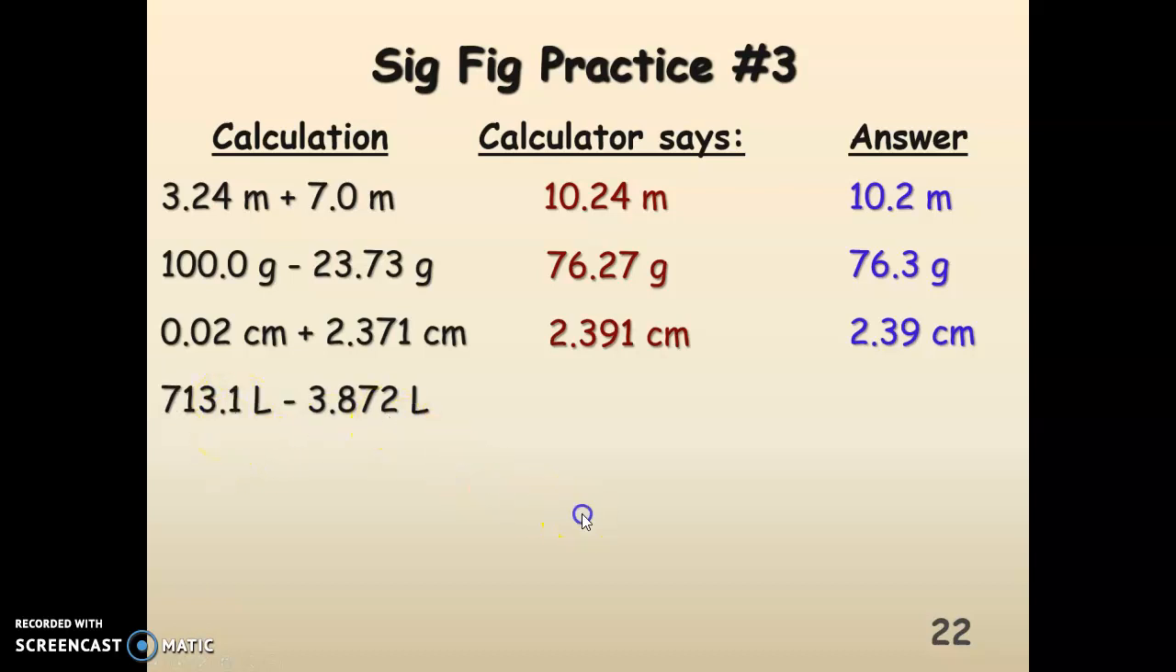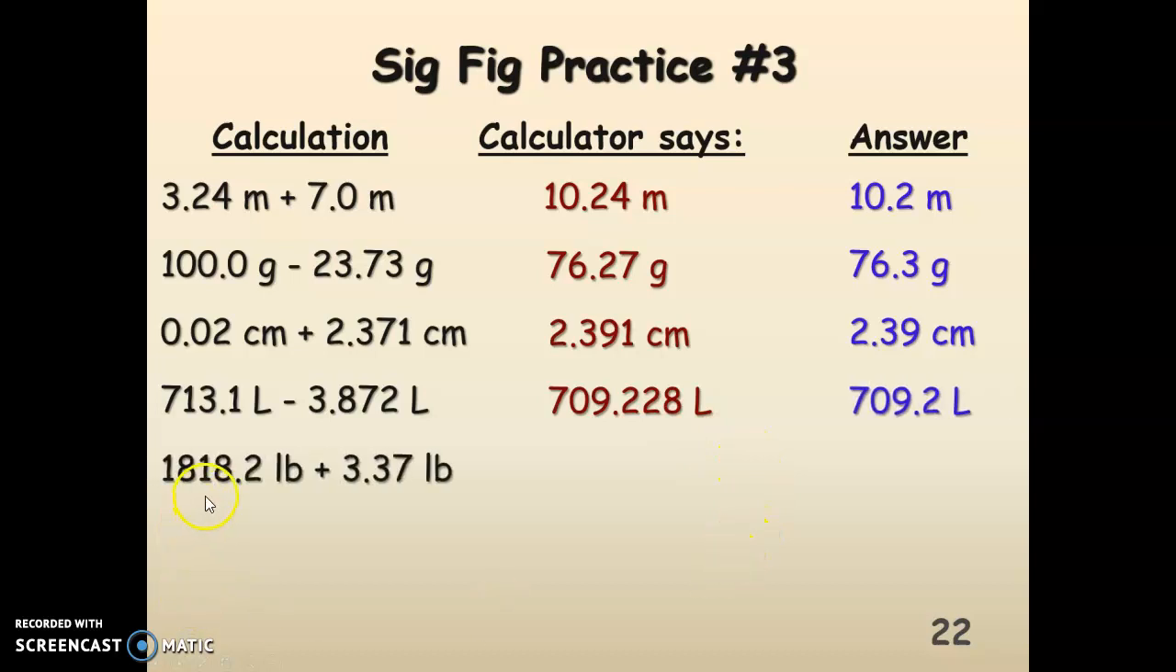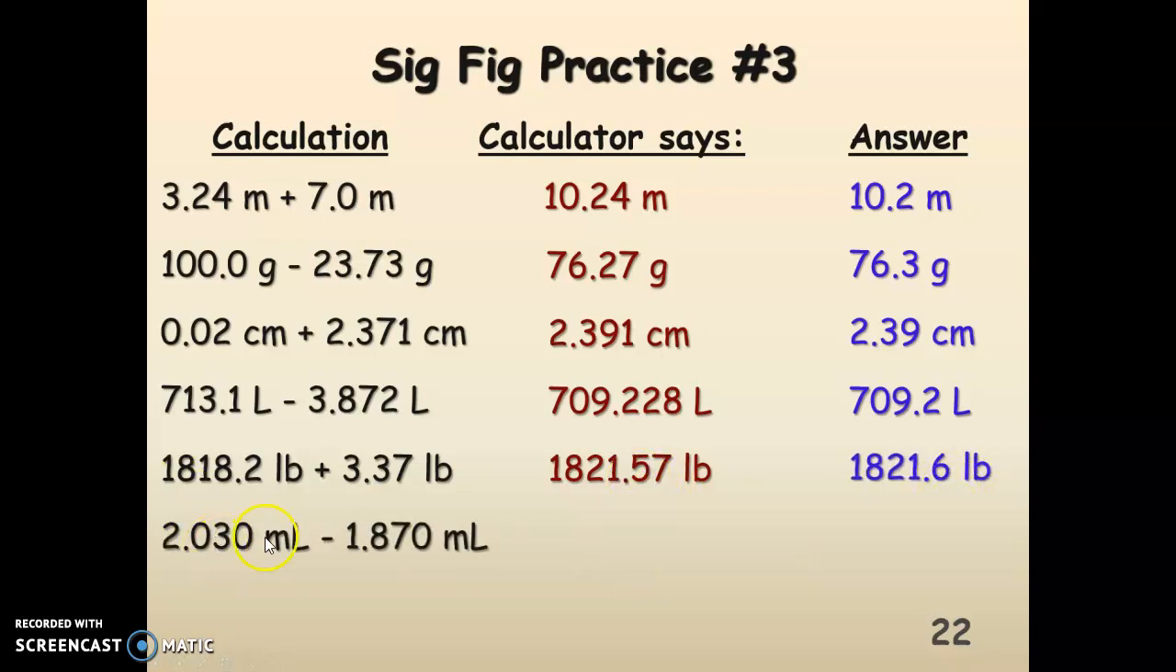All right, here's another one. Tenths place, thousandths place. We're going to round to the tenths place. And that's going to be 709.2 liters. All right. Tenths place, hundredths place. We're going to round to the tenths place. There you go. And one last one. Thousandths place, thousandths place. The calculator says that, but we're supposed to go out to the thousandths, so put the 0 out there.